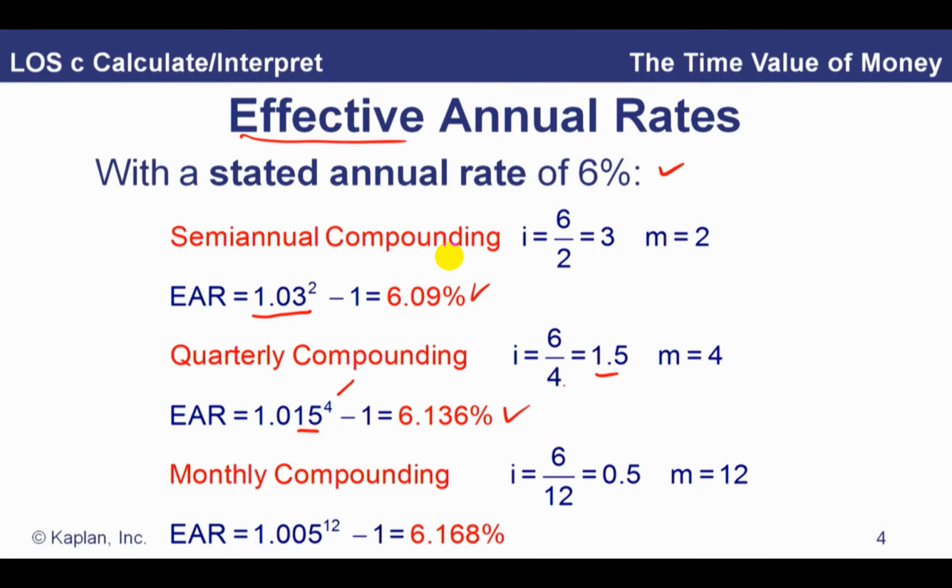6.136%. If we went to monthly compounding, you see, divide by 12, 0.5% is the effective monthly rate, add 0.5% to 1, compound it for 12 periods minus 1, and that gives us our effective annual rate of 6.168%. So the more frequent the compounding, the higher the effective annual rate for a given annual stated rate.